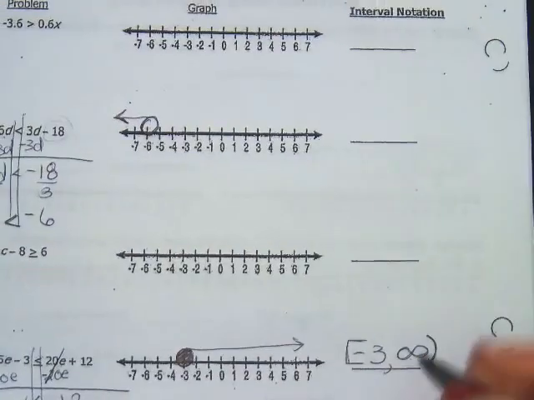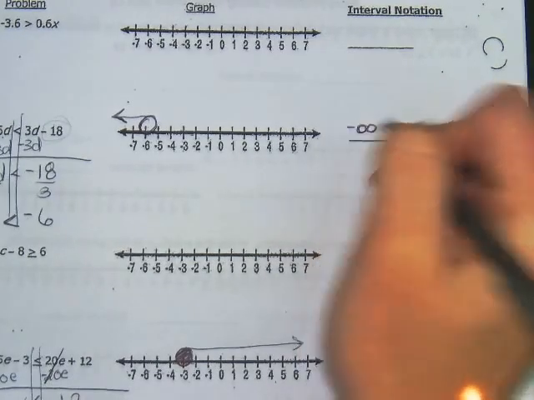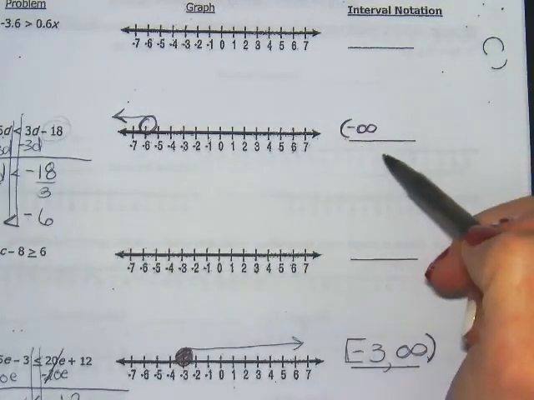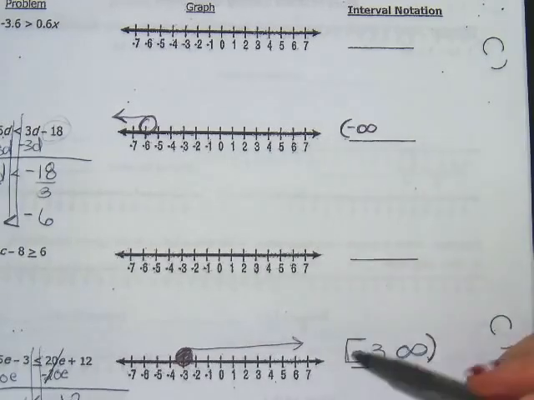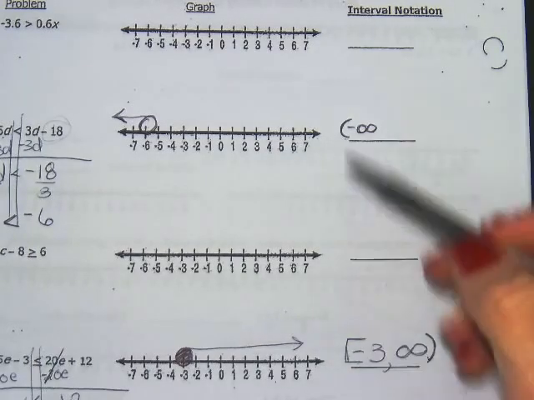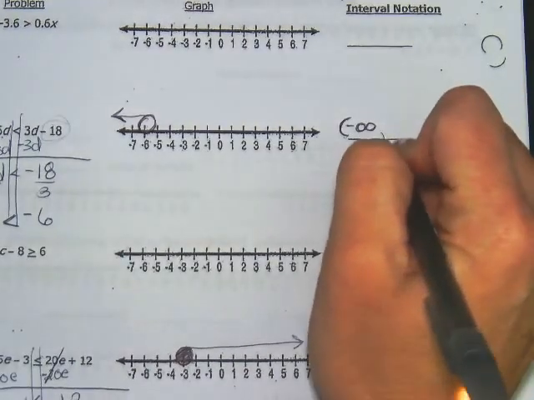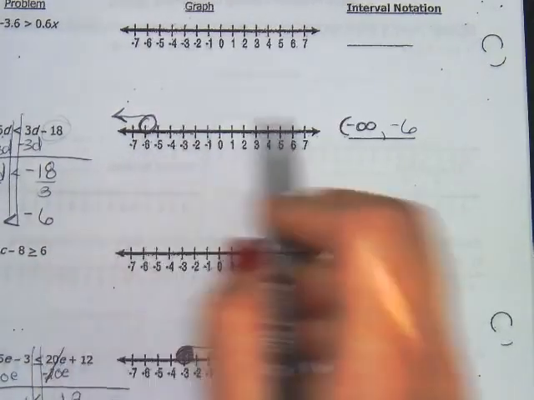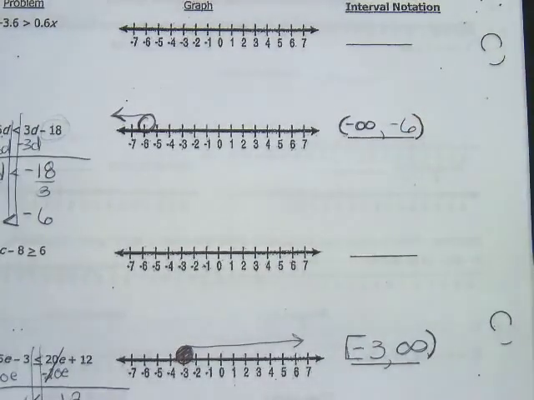And my interval notation will show that it starts at negative infinity. Nobody knows where that is. It gets a parenthesis, and the reason why is because infinity is not an actual value, so it cannot be included. And remember, brackets show that the number is included. Parentheses show that that number is not included. Okay, and it stops at negative 6. Negative 6, open circle. That means we can't use negative 6 for our solution. It's not included. It gets a parenthesis.